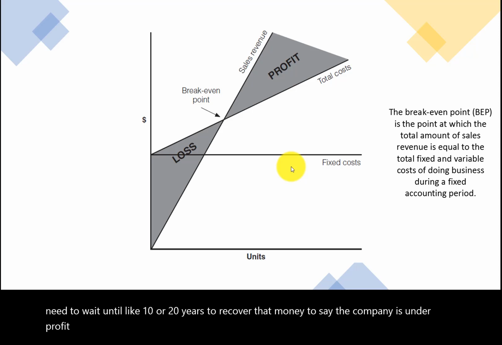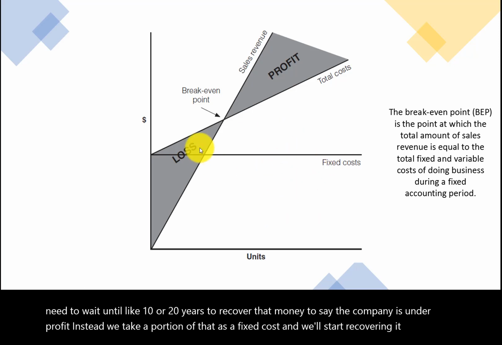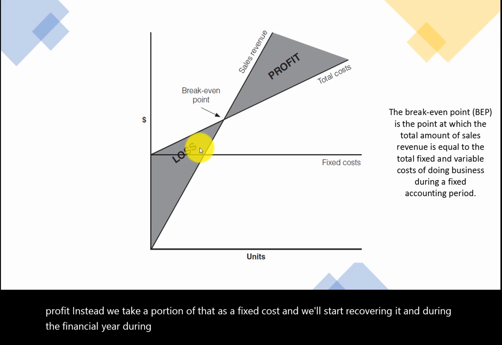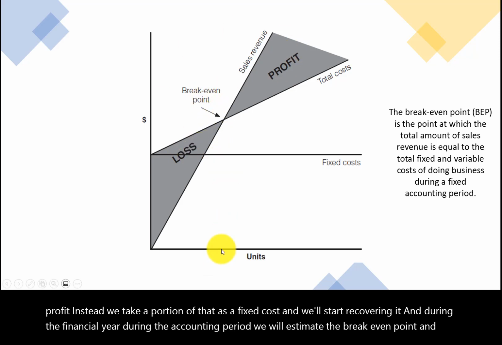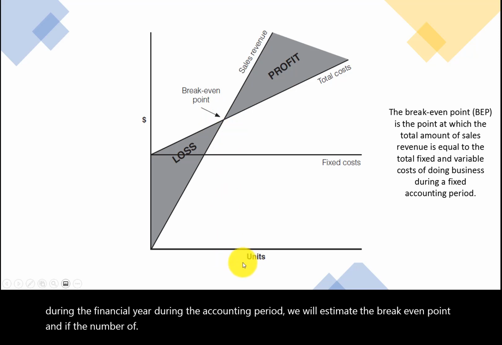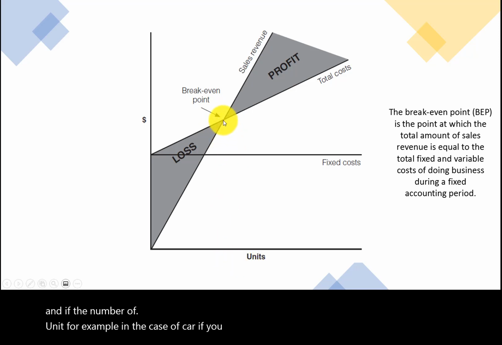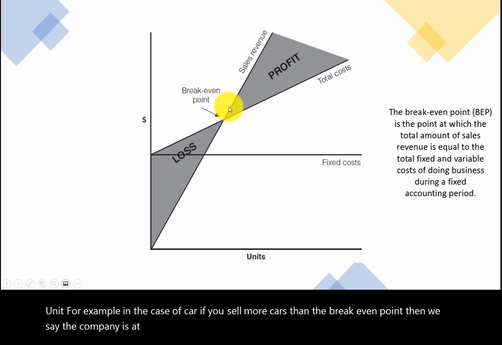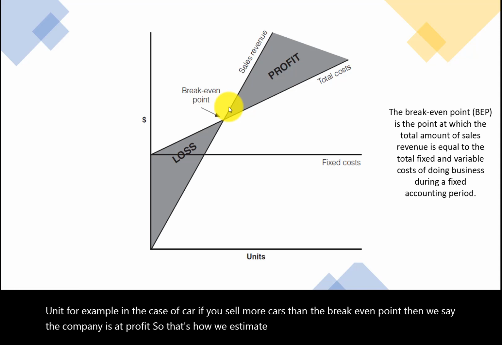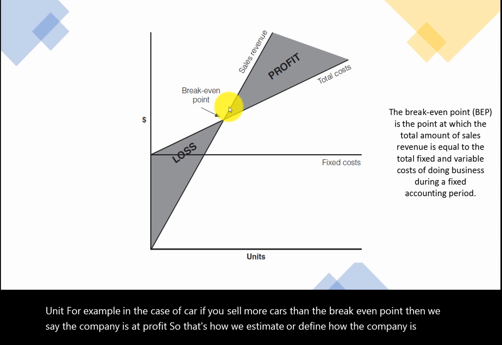Instead, we take a portion of that as a fixed cost and start recovering it, and during the financial year, during the accounting period, we will estimate the break-even point. And if, for example in the case of cars, you sell more cars than the break-even point, then we say the company is at profit. So that's how we define whether the company is making profit or is under loss.